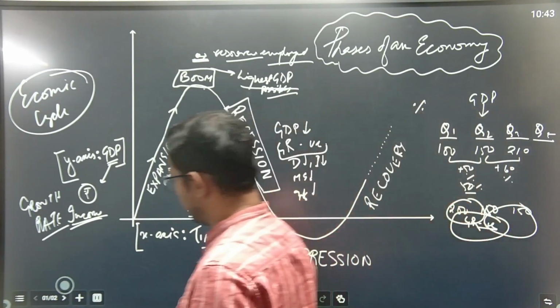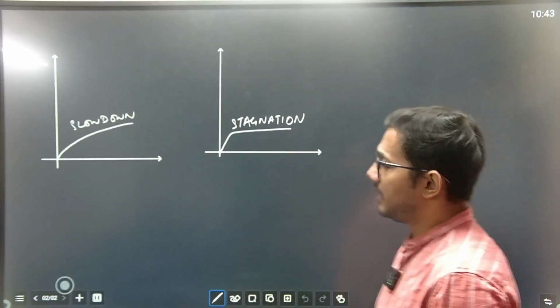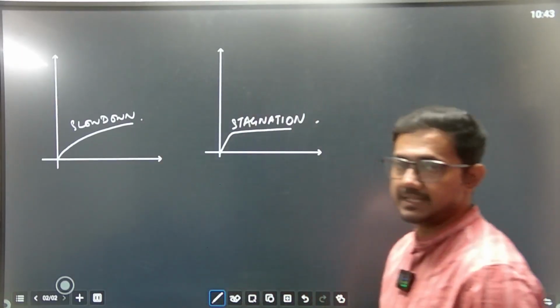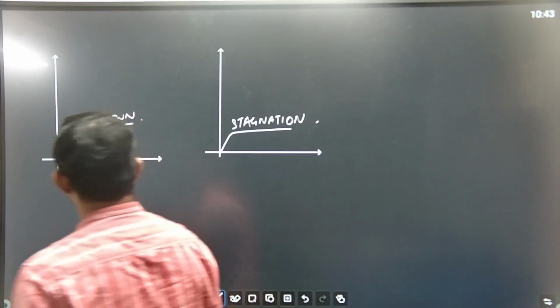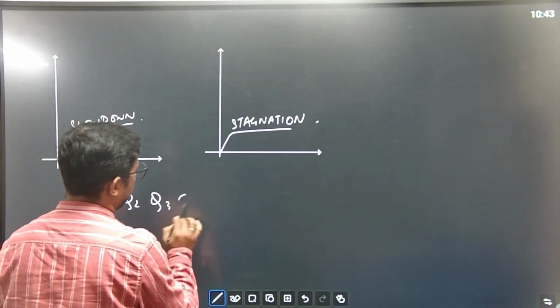Now here, in another slide, you see there are again two terms. One is slowdown and another one is stagnation. Now let me explain what slowdown is. So again, in quarter one, quarter two, quarter three, and quarter four.